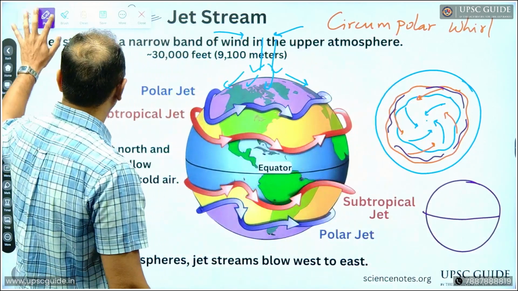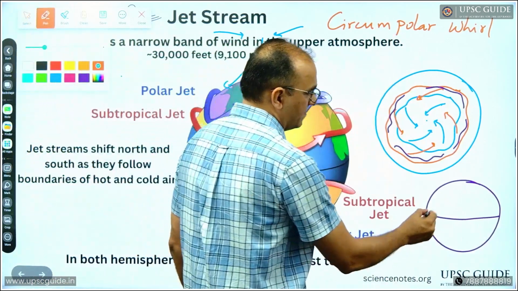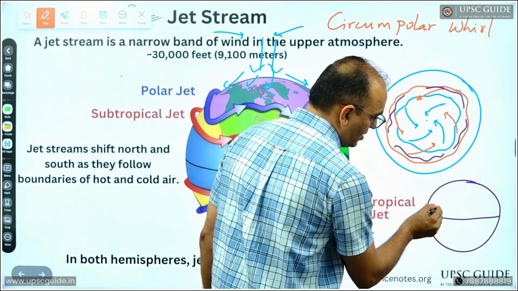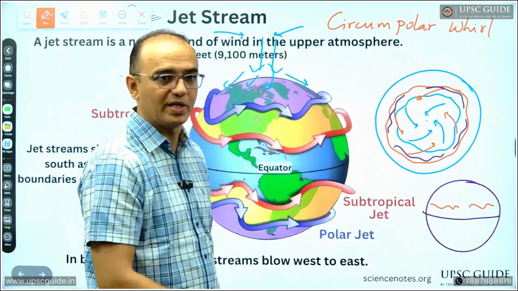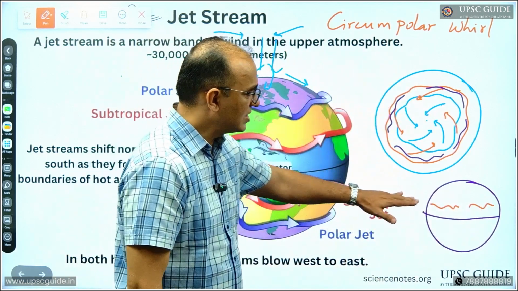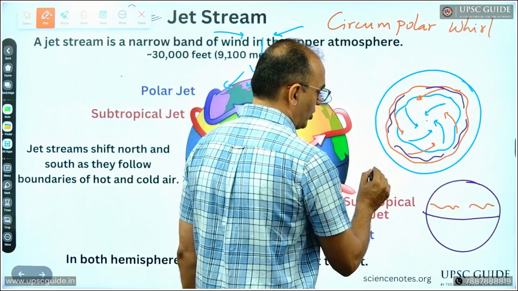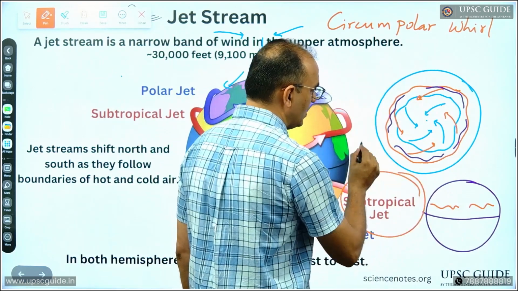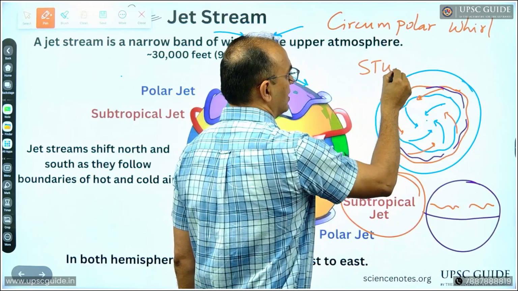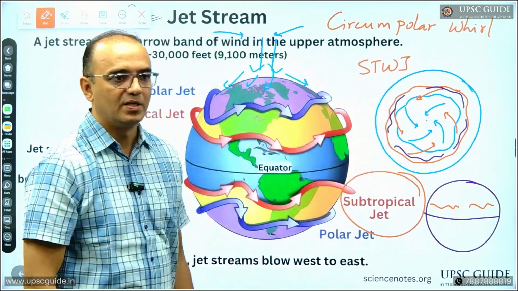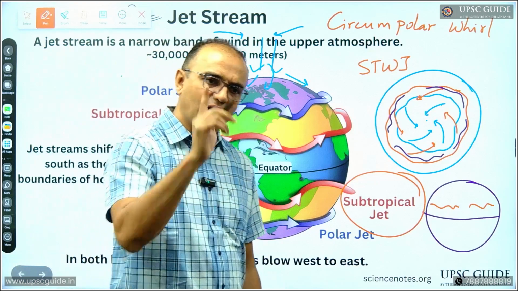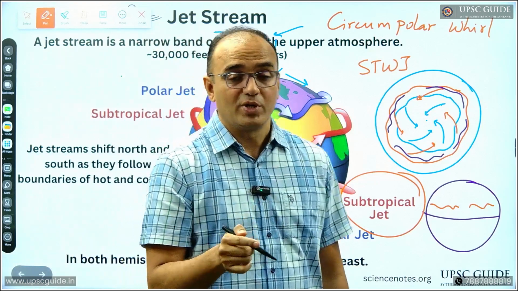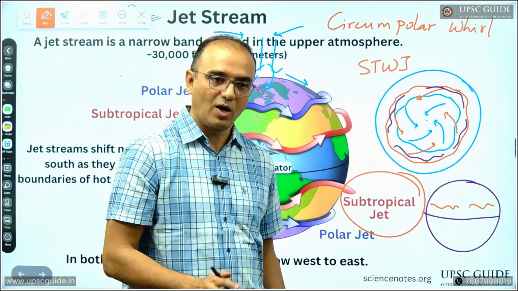You will find the jet stream somewhere here. During winter. So this is the subtropical westerly jet. The jet stream that we are talking about is this subtropical westerly jet stream. Understood? This jet stream is in the upper atmosphere, high velocity wind, but this wind plays a very significant role in monsoon. How? We are going to study.